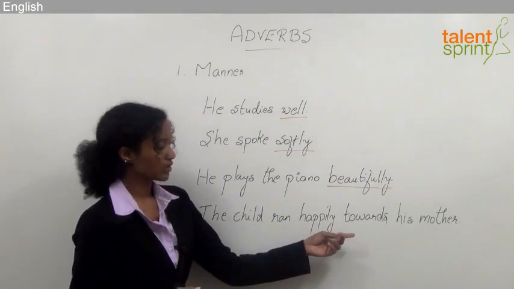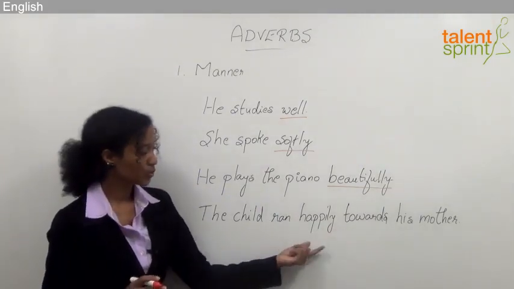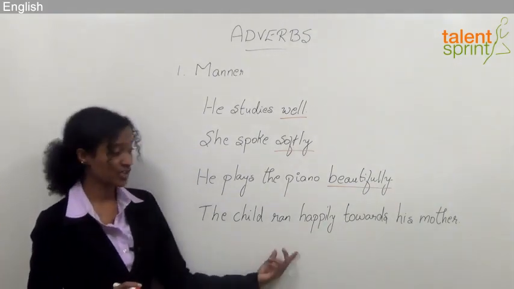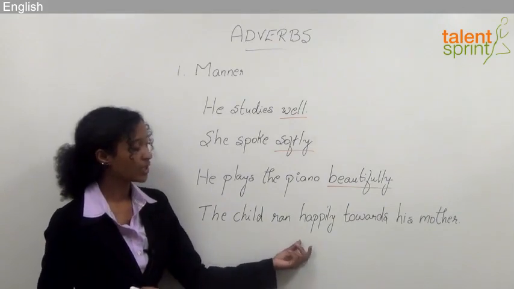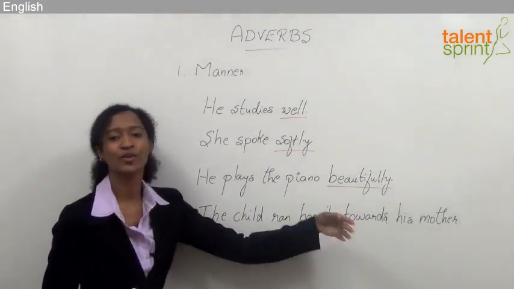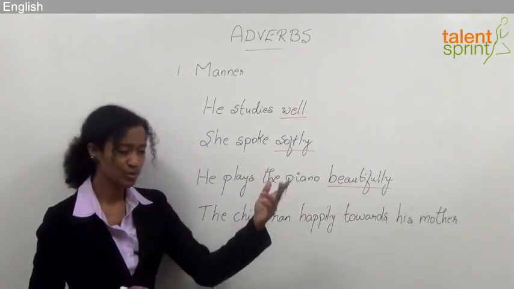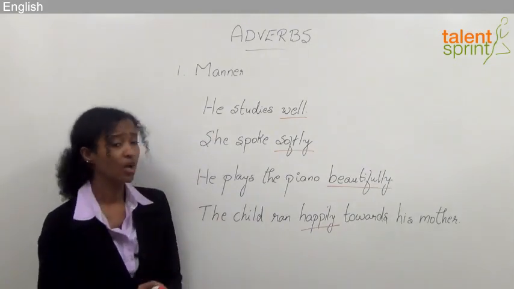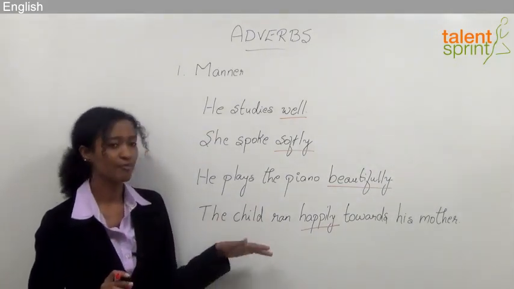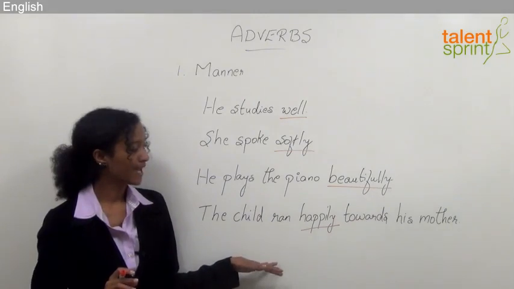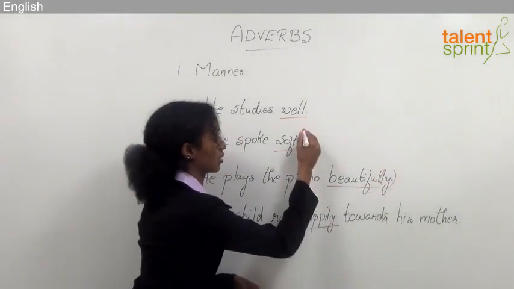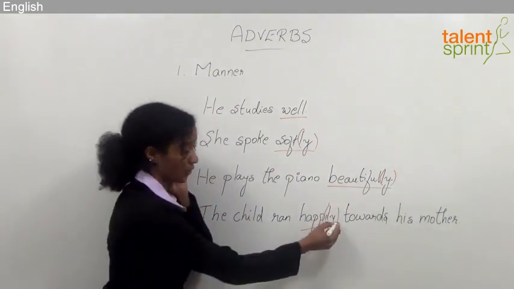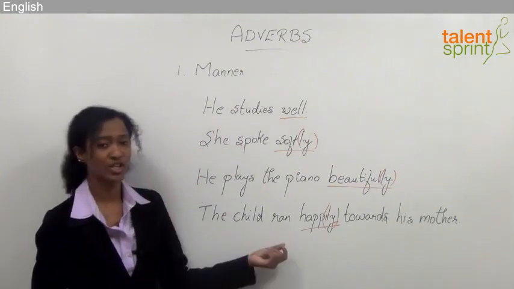Note, when there is a preposition like at or towards, the adverb can be placed before the preposition or also after the preposition. So, for example, I can change the sentence to the child ran happily towards his mother, or the child ran towards his mother happily. So, I can shift the adverb towards the end of the sentence when there are prepositions like at or towards. Now, mostly if you see, adverbs of manner are formed by adding ly to qualitative adjectives.